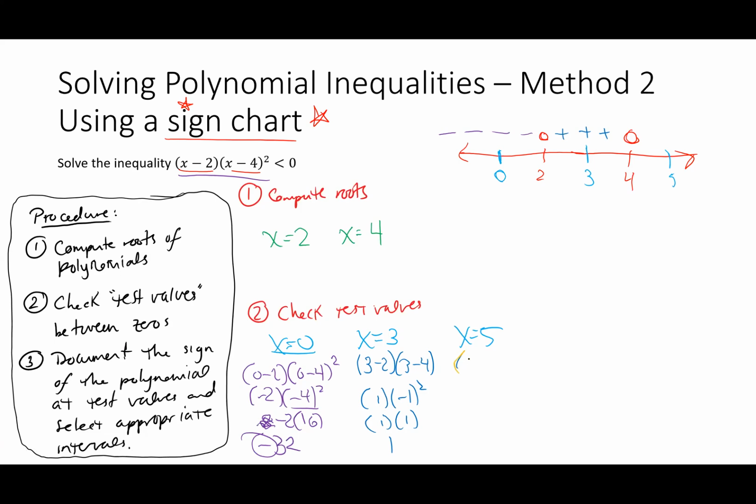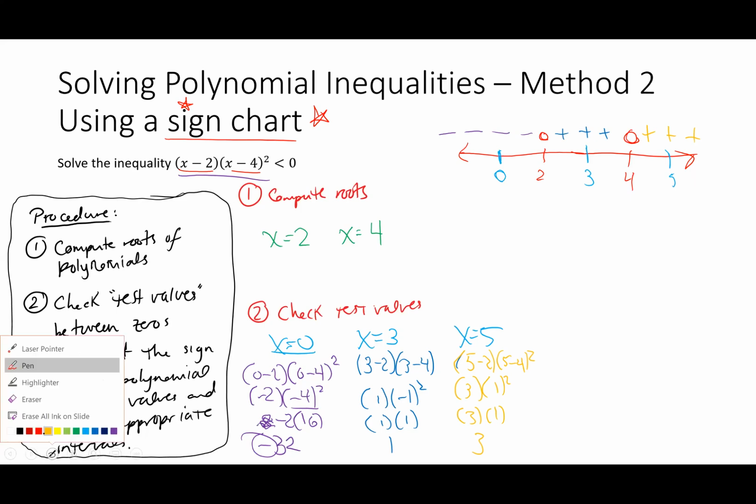So now we're going to plug 5 in. And so now we end up with 3 times 5 minus 4, which is 1 squared. So that's 3 times 1, that's 3. The 3 is not important. What I know now is this polynomial is positive to the right of 4.